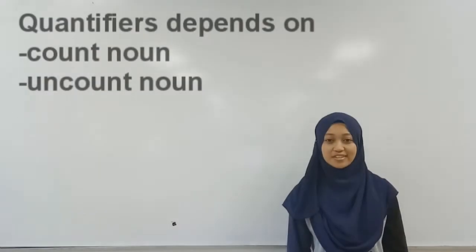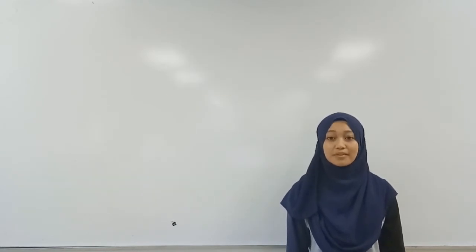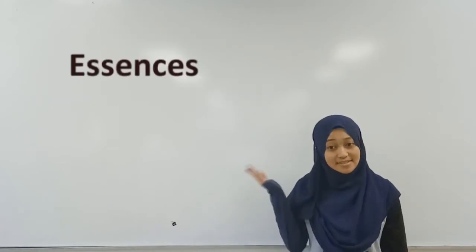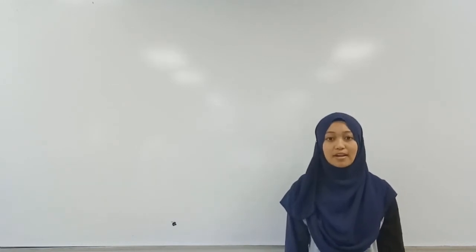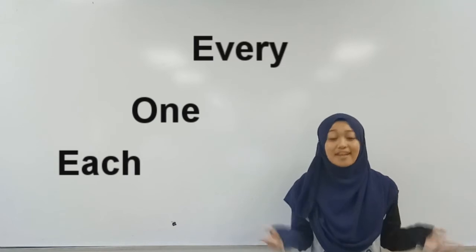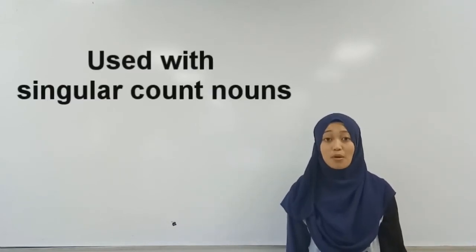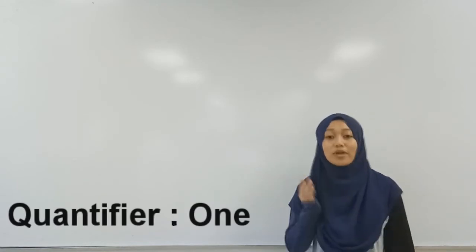Quantifiers depend on count nouns and non-count nouns. A count noun is the same as a noun, for example, a name, place, or thing. Non-count nouns are uncountable nouns, such as abstract and verbal nouns. The first quantifiers are each, one, and every. This quantifier is used with singular count nouns. For one, it is often specified, such as single one or one of them.